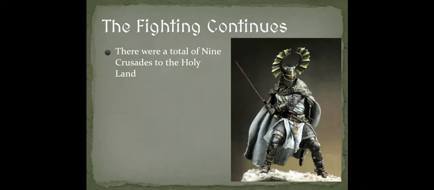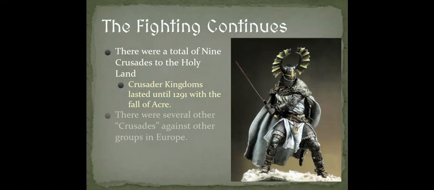So there's a total of 9 crusades to the Holy Land. They have minimal success. The Christians take a portion of the Holy Land for a couple hundred years, but they only last until 1291. Acre is the last city held by Christians, and it eventually falls. There then are several other crusades against groups in Europe. The Teutonic Order is an order of Crusader knights that led crusades into Northeast Europe, think Poland and Lithuania, and they fought pagans to try to convert them to Christianity. There were also crusades against Protestant groups or breakaway Catholic groups within Europe.